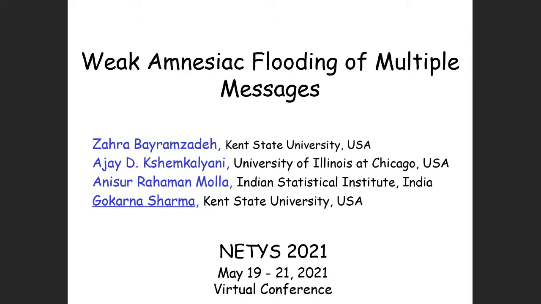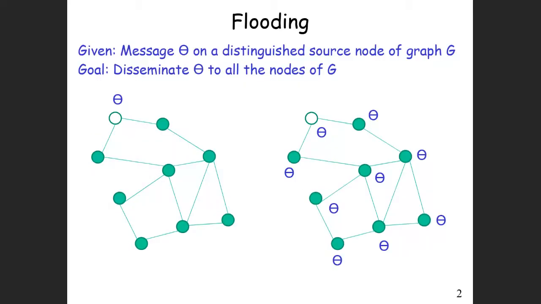I will talk about our paper, Weak Amnesiac Flooding of Multiple Messages. Flooding is a fundamental problem in distributed systems. Here, our message theta is given on a source node of graph G. The goal is to disseminate theta to all the nodes of G.